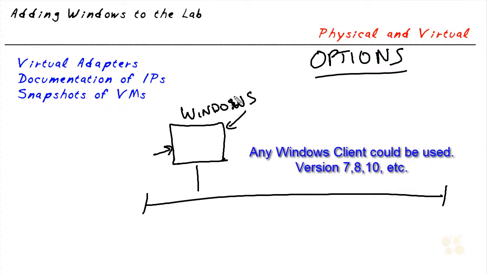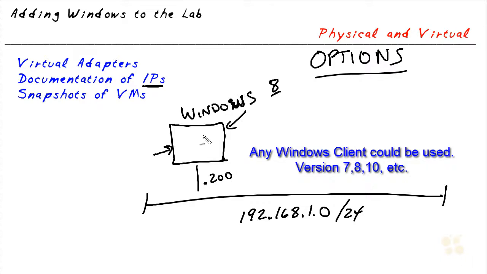Now, if this is our Windows computer in our example, that's Windows 8, and it's a physical machine, let's put some documentation in place regarding what IP addresses we're going to use. So for the Windows 8 computer that's on the 192.168.1 network, let's say its IP address is .200.